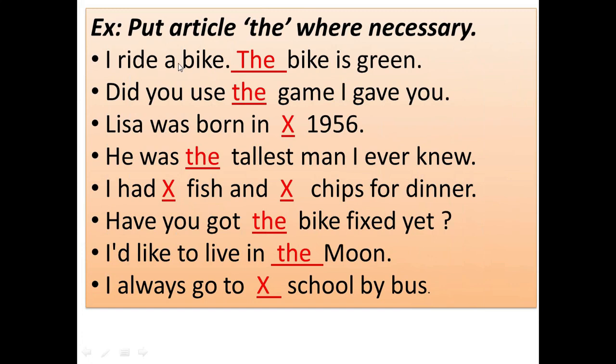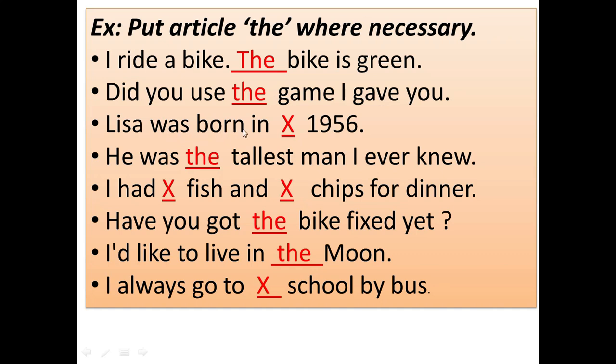Okay, I ride a bike. The bike is green. Now, see, I'm repeating the thing again. I'm talking about that bike again, which I talked about previously. I ride a bike. The bike is green. It's a particular bike that is green, so we have used "the." Did you use the game I gave you? This is also a particular thing. You're talking about the specific game, so you have to use "the game I gave you."